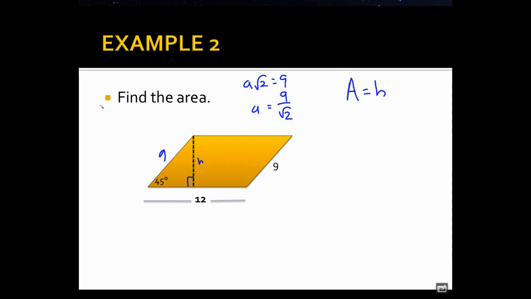All right. Area is base times height. What's the base, Faith? 12. What's the height? 9 over square root of 2. And when I multiply that out, I get? 108 over square root of 2. Good. Which again, we don't care about rationalizing denominators, so you can leave it like that. What are my units? Just units, right? Close.